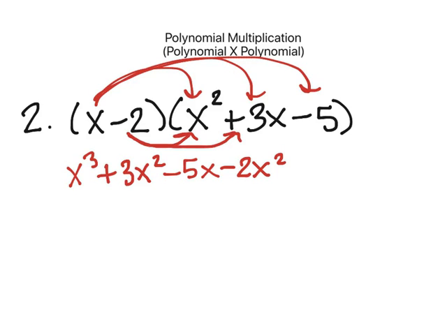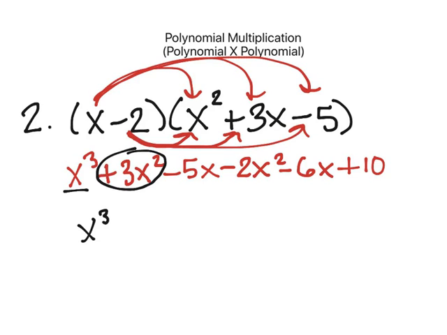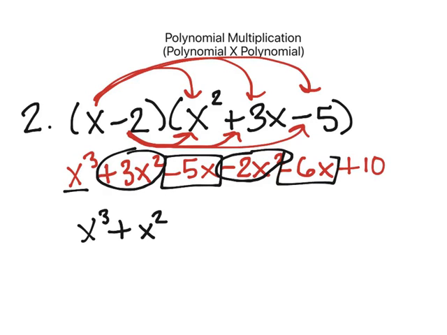Negative 2 times positive 3x is negative 6x. Be so careful with your positive and negatives. And then negative 2 times negative 5 is positive 10. Let's combine some like terms. Again, x cubed is by itself, so just bring it down. Positive 3x squared and negative 2x squared gives me positive 1x squared. And then negative 5x and negative 6x gives me negative 11x.